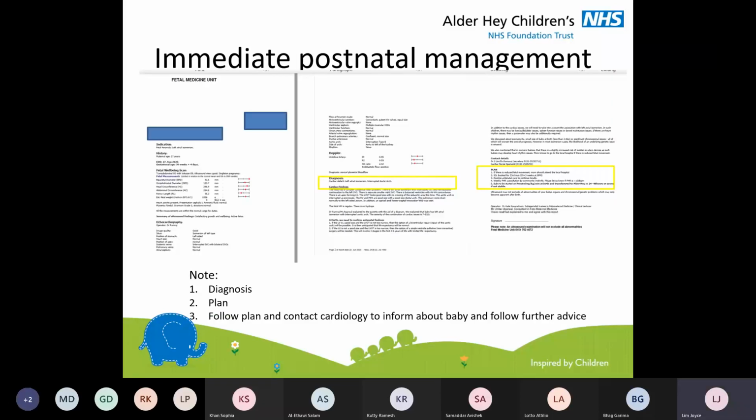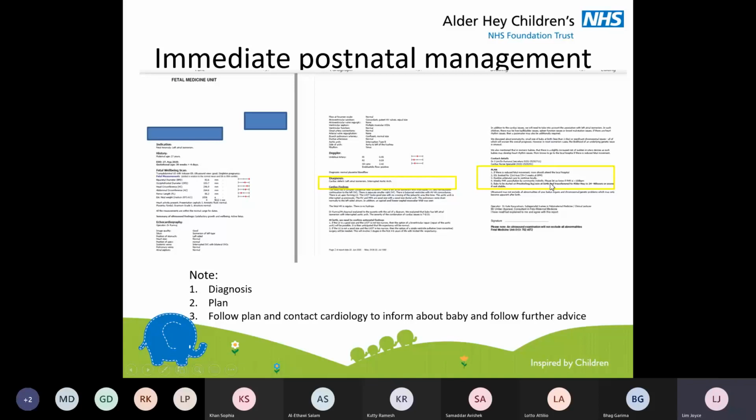So a lot of you who work at Alder Hey would have seen this fetal cardiac report. I know it's very small, but basically what you need to know, if you do need to find the report on any of these patients, is what's the diagnosis. You can read through the whole blurb of the cardiac findings if you want to, but the plan is usually at the end of it, what we say they should do and what not.